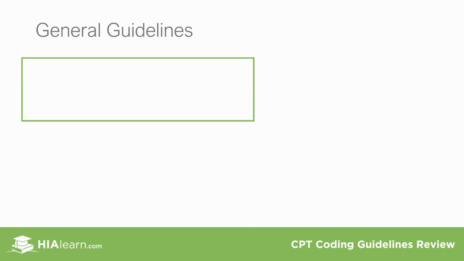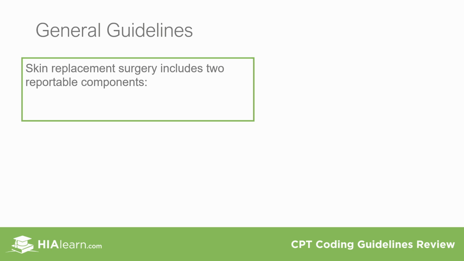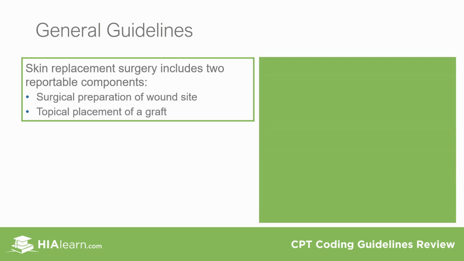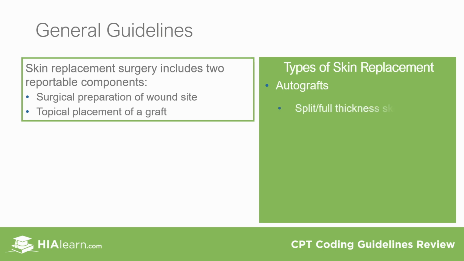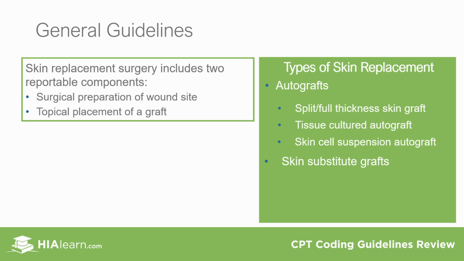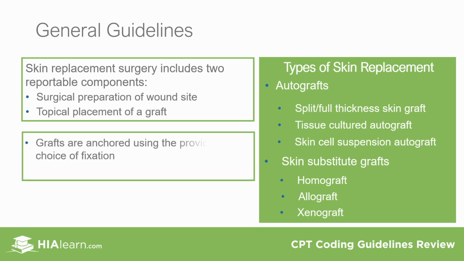Skin replacement surgery primarily includes two reportable components: surgical preparation of the wound site, and topical placement of a graft. Types of skin replacements include autografts, such as split or full thickness skin grafts, tissue cultured autografts, and skin cell suspension autografts, and skin substitute grafts, such as homografts, allografts, and xenografts. Grafts are anchored using the provider's choice of fixation, and routine dressing supplies are included.